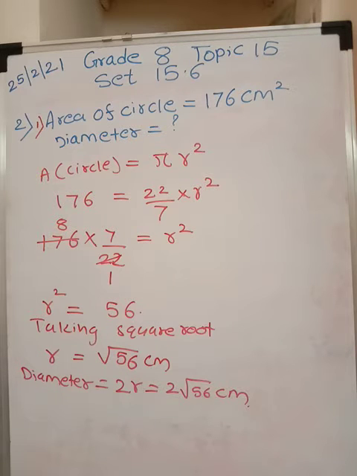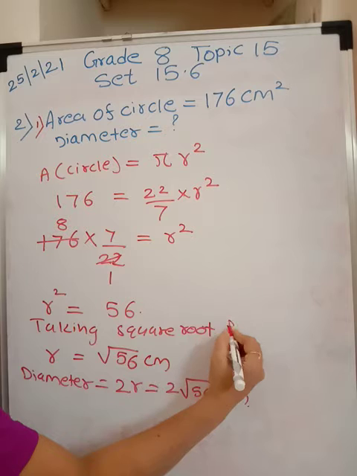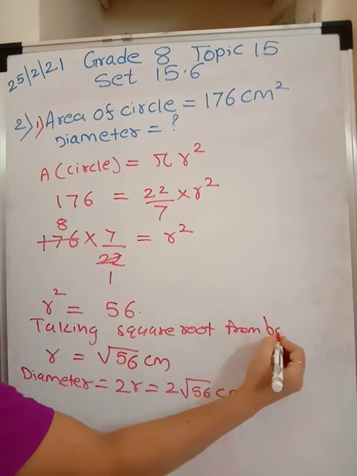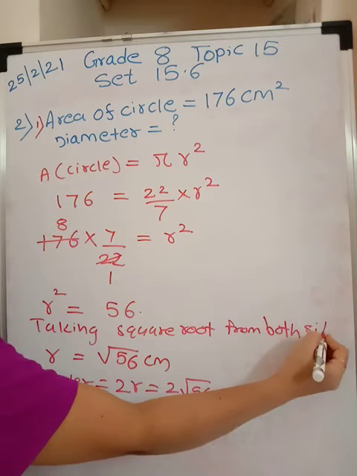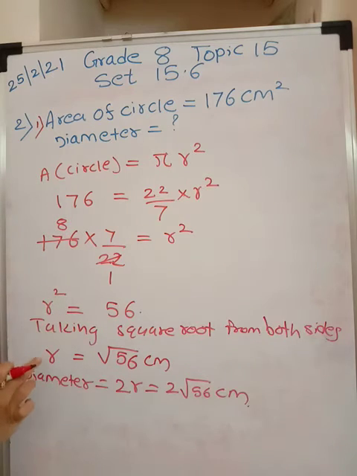So here the crucial step is taking the square root from both sides. Please write this. From both sides. If you want to go from r square to r, you have to take square root. I hope it is clear. Let's go to the next problem now.